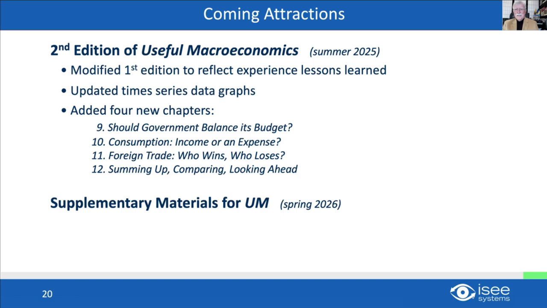I've updated all the time series graphs, and as I mentioned earlier, there are four new chapters, one focusing on the government sector, and we spent quite a bit of time discussing the whole issue of government debt and deficits and whether it matters, and should we be worried about it for our children and our grandchildren or not. And chapter 10, consumption, income, and expense. The point here is that you can look at consumption from the perspective of households or from the perspective of business firms. And this is the chapter that's about the firms and the households and how intimately they interact.